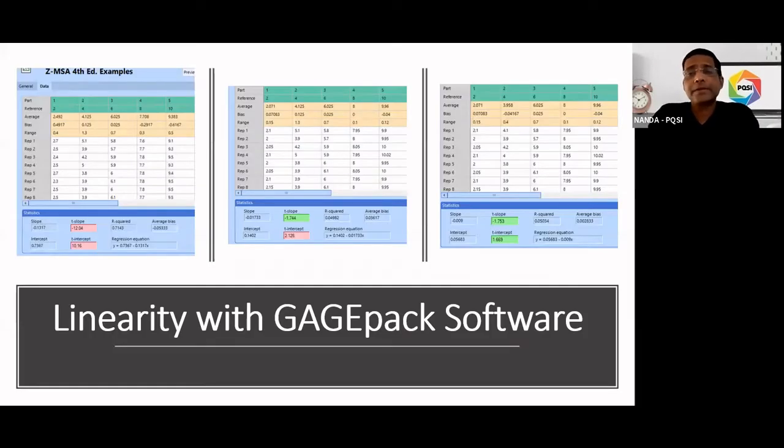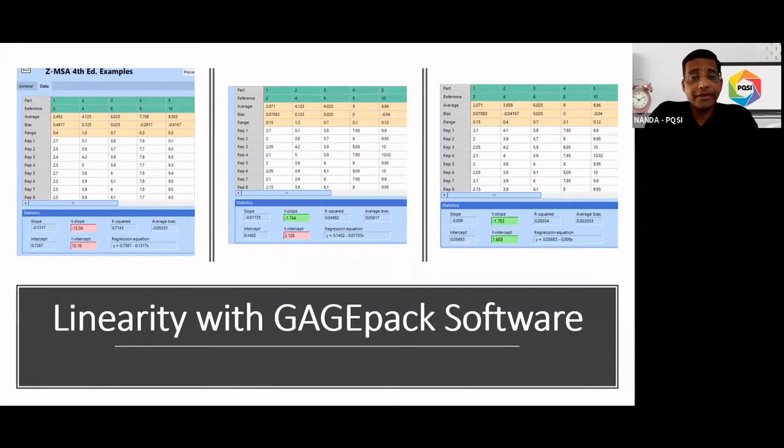So let me share my screen so that you'll be able to see the linearity study. Right, so this is my presentation, short, about 4 or 5 slides on linearity with GaugePack software.